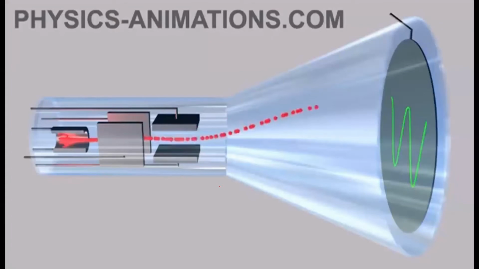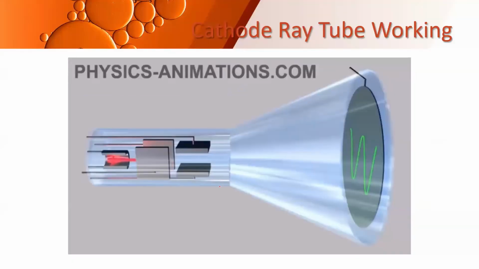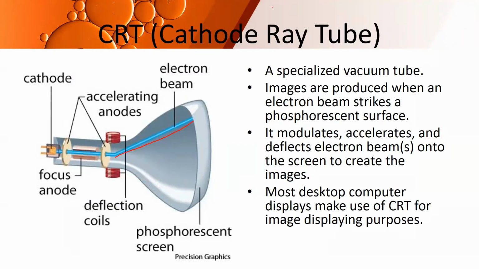Take a look at this small animation. This is how your cathode ray tube works. Let us go through the points. It consists of a specialized vacuum tube. Images are produced when an electron beam strikes a phosphorescent surface, a surface which is sensitive to light, and it glows when electrons strike it.